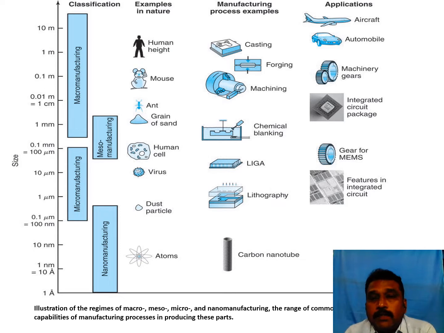And then what are the applications where we are using these manufacturing processes to make products? The first one is aircraft, which lies in macro manufacturing, and then automobiles, machinery, gears, and even some ICs come under macro manufacturing. And then the gears for MEMS, that is micro electromechanical systems, and the features inside an integrated circuit are made by means of micro manufacturing. So in this lecture, we are going to see the manufacturing or machining processes used for making micro level or nano level products.